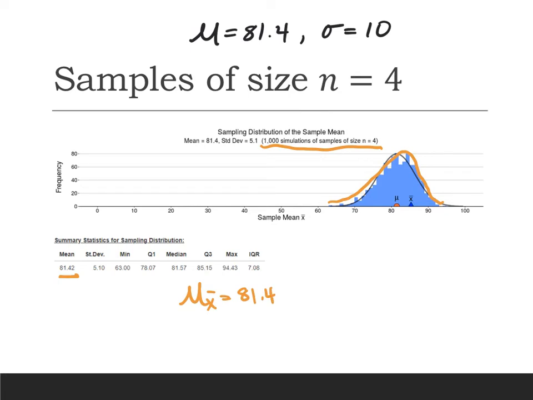We had 81.42. And we should have had a standard deviation, or standard error, excuse me, of 10 divided by the square root of 4. Of course, the square root of 4 is 2. 10 divided by 2 is 5. And we were at 5.1. So again, we're super close to what we expect.